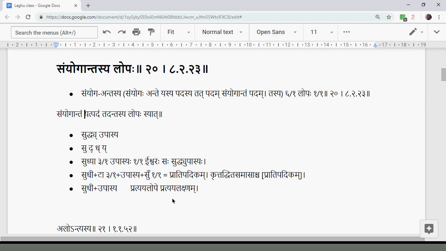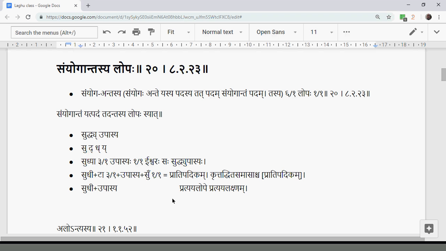That much is clear. How can you see a padam? Suptingantam padam, there is no supting here. Sup is not there in this sudhi. So there it is said, pratyaya lope pratyaya lakshanam. When pratyaya is dropped, when pratyaya lope sati, pratyaya lakshanam bhavati. There is a lakshana of pratyaya.